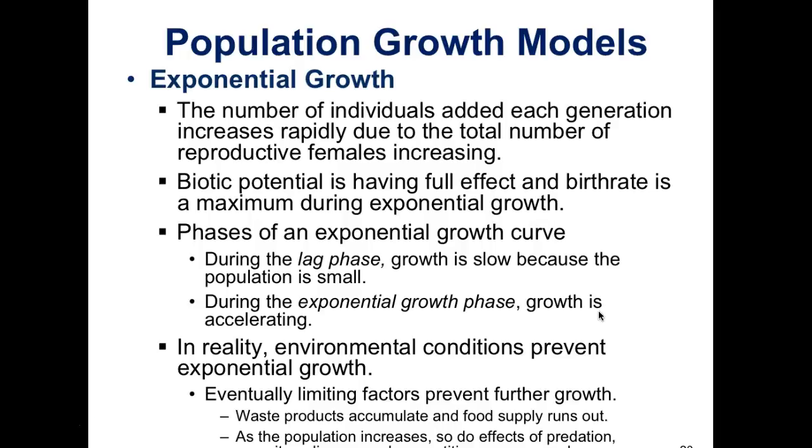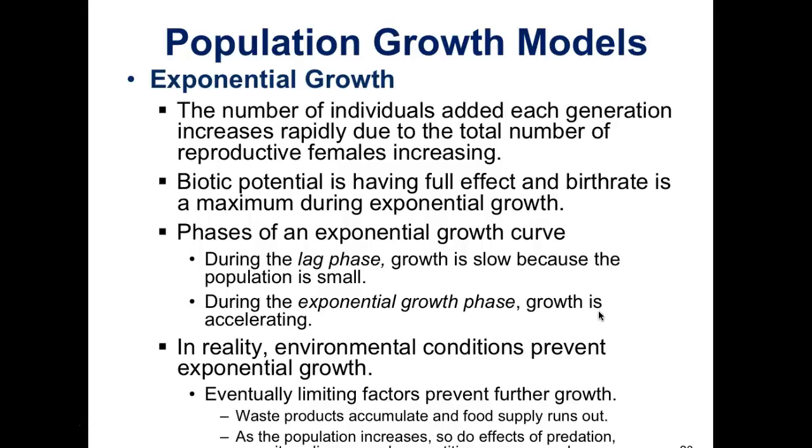There are phases throughout the exponential growth curve. The first part of the curve is called the lag phase. During the lag phase, growth is going to be slow because the population is very small. Eventually, though, that population keeps exploding, and that would lead to the exponential growth phase. In the exponential growth phase, the growth is going to accelerate depending on the number of individuals within that population.